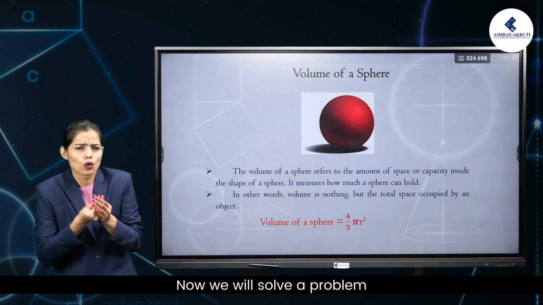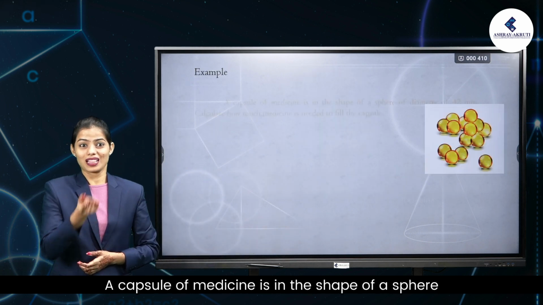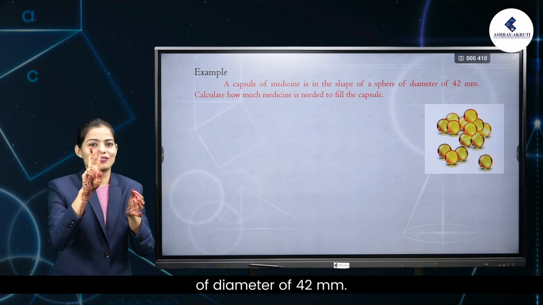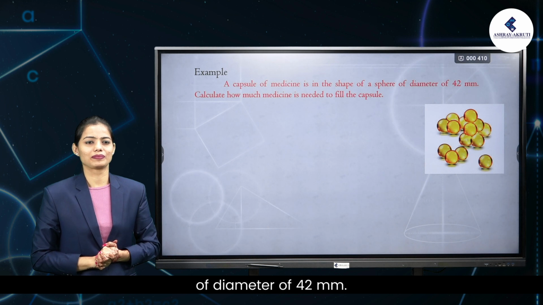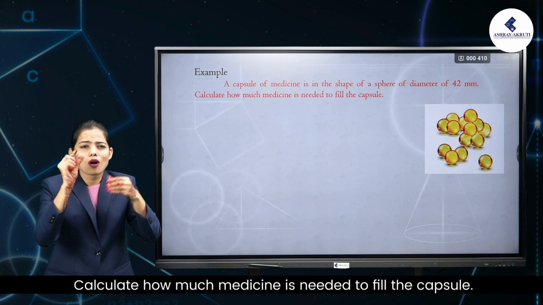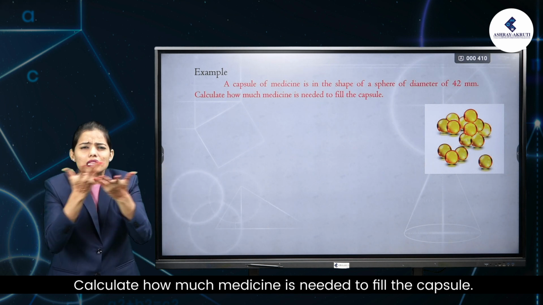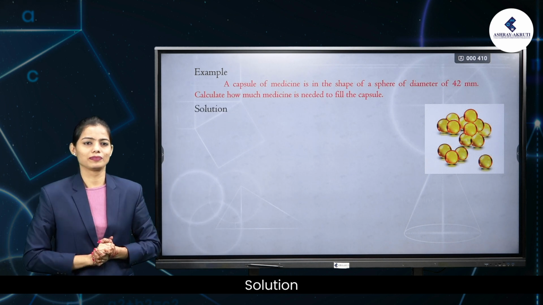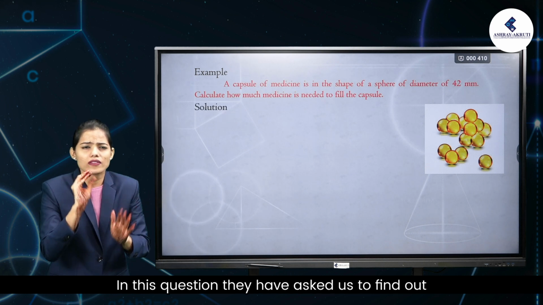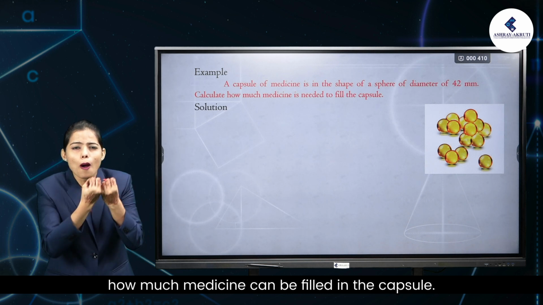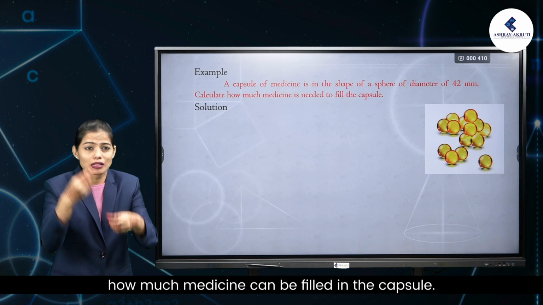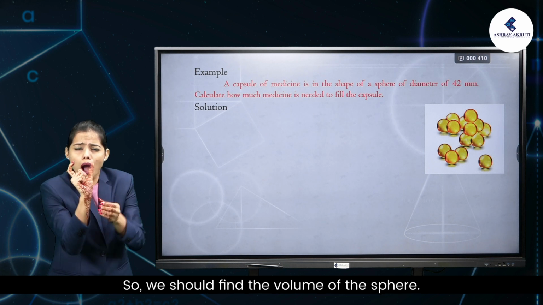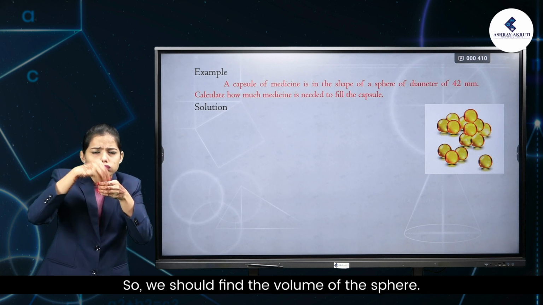Now, we will solve a problem. A capsule of medicine is in the shape of a sphere of a diameter of 42 mm. Calculate how much medicine is needed to fill the capsule. Solution. In this question, they have asked us to find out how much medicine can be filled in the capsule. So, we should find the volume of the sphere.